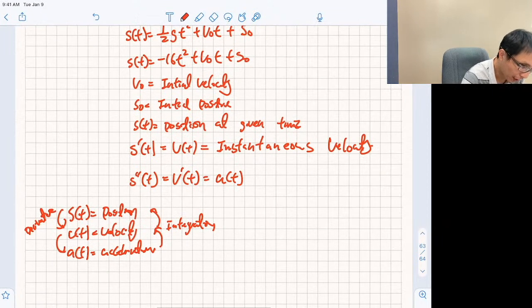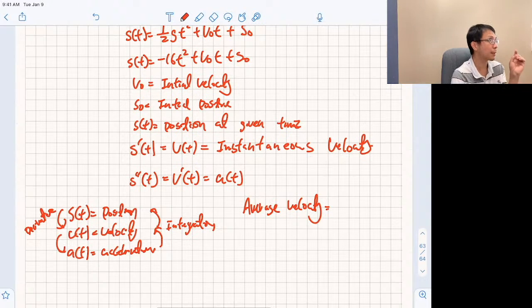Now, what is average velocity? What do you think the average velocity equation is? It's v of b minus v of a over b minus a, or s of b minus s of a over b minus a. Say that again? Or just write it out. Is it changing of velocity over changing time, or changing position over changing time? Average velocity. Changing position over changing time. Are you sure? Changing velocity.